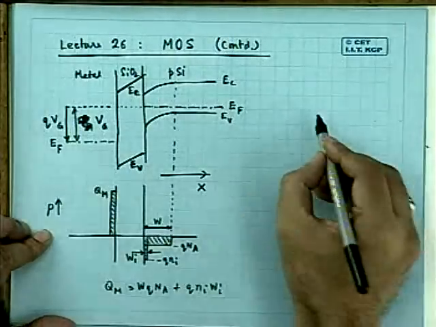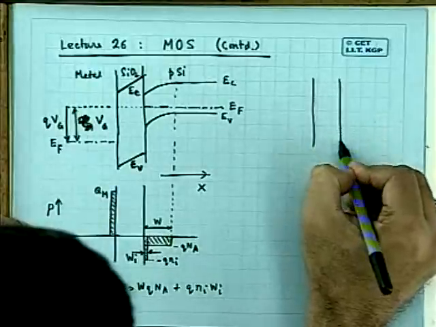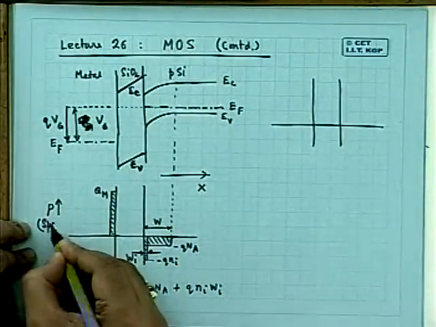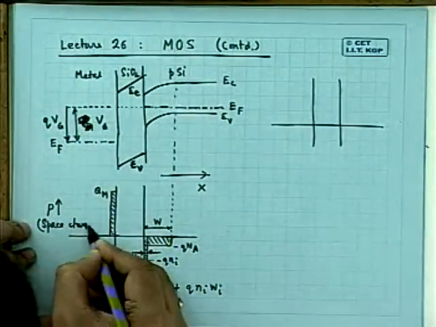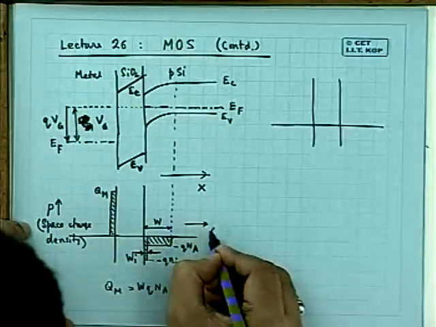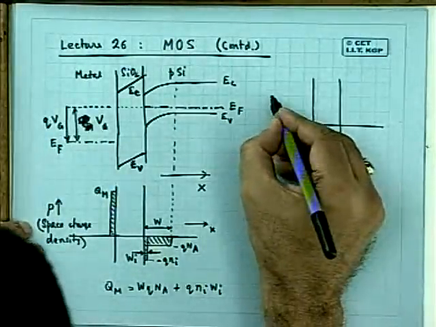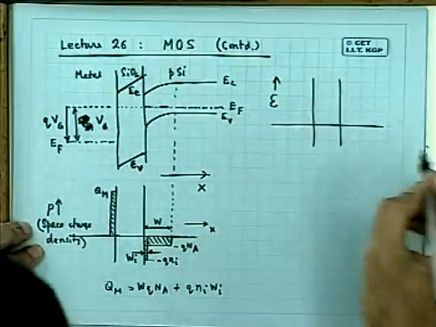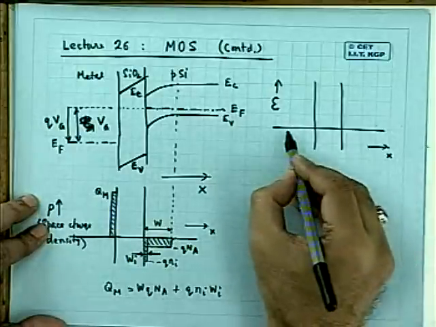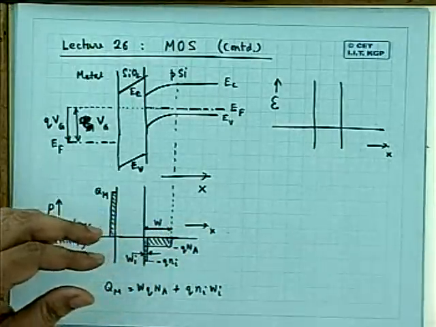Now the electric field over this region. This is a plot of space charge density versus X, the space charge density distribution over a MOS capacitor, and this is the electric field distribution, electric field as a function of X. Then how will the electric field look? Within the metal, the electric field must be 0.